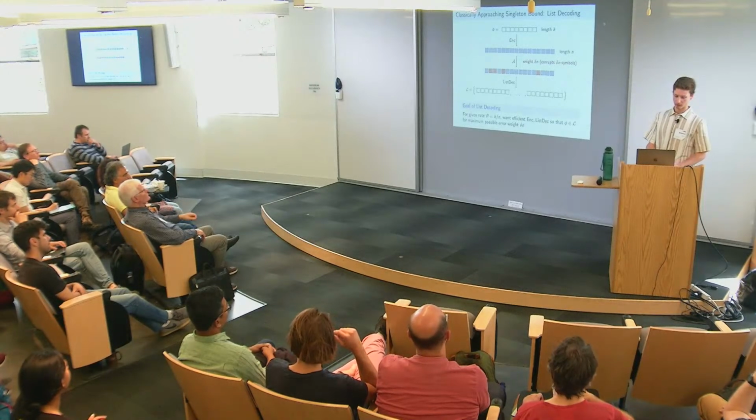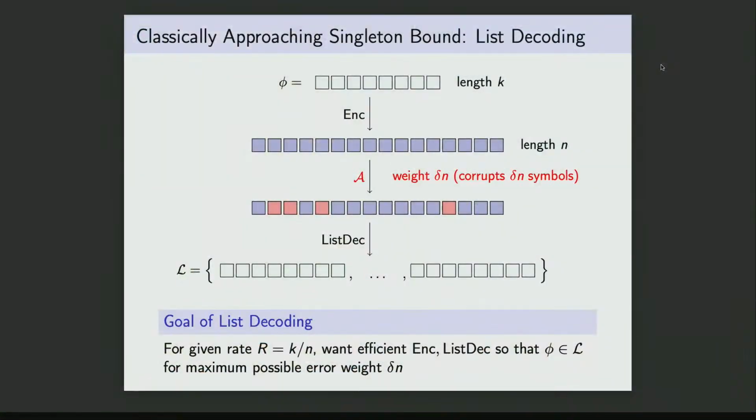Right, so I'll now start talking about how we actually prove this result. And to start, I'll just describe this classical notion of list decoding, which we'll see will help us surpass this 1/2 barrier and approach the singleton bound.